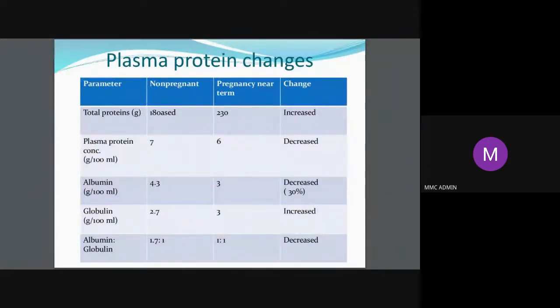Right. This is another important and interesting thing, because when you are interpreting the lab results, you should know this. So the protein actually, what happens is the globulins increase. Normally you know that the albumin is more than the globulin, 1.7 is to 1, like that the ratio will be. But in pregnancy, the ratio almost becomes 1 is to 1. You can see the change. 1.7 is to 1 becomes 1 is to 1 near term, because the globulins increase more than the albumin.